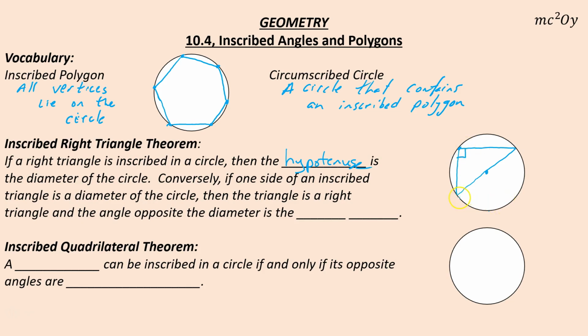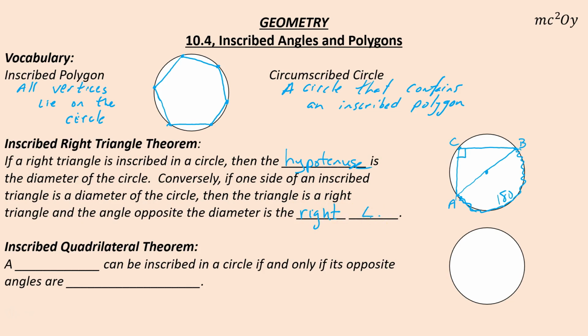Because this arc from here to here, that's A, B, and C, arc AB is 180 degrees. It subtends angle C, therefore it has to be a right angle. It'll always be the case, no matter how you try to draw that. So conversely, if one side of an inscribed triangle is the diameter of the circle, then the triangle is a right triangle, and the angle opposite the diameter is the right angle.